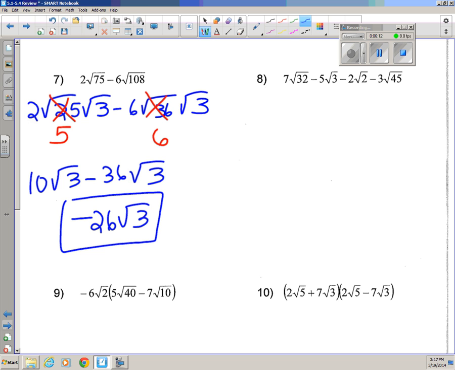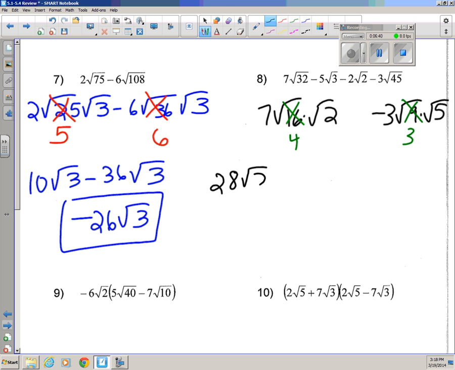7 rad 32. This becomes 7 rad 16 rad 2. I can't touch the negative 5 rad 3. I can't touch the negative 2 rad 2. But then I've got negative 3 rad 45, which is negative 3 rad 9 rad 5. This becomes a 4. This becomes a 3. Now I'm going to write everything out. So I've got 28 rad 2's minus 5 rad 3's minus 2 rad 2's minus 9 rad 5's.